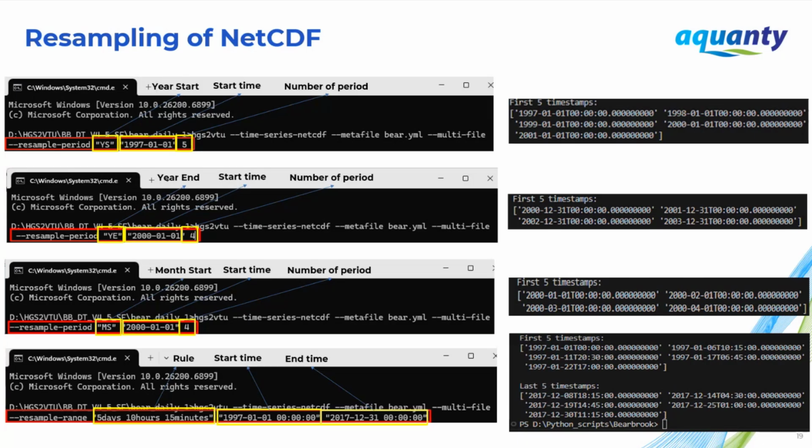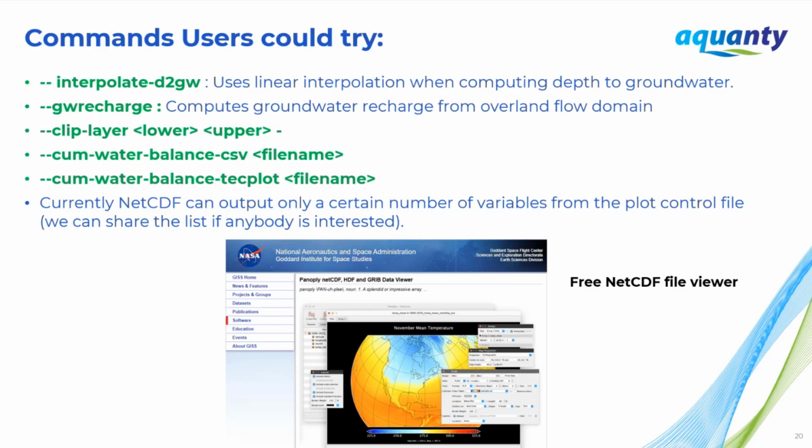Other commands which people can use include interpolate depth to groundwater. Currently it uses linear interpolation when computing depth to groundwater. If you don't use that command, it is mostly nodal. We also have groundwater recharge, which computes the groundwater recharge from the overland domain as well as the channel domain. We have clip layer, lower and upper, which is the subsurface.